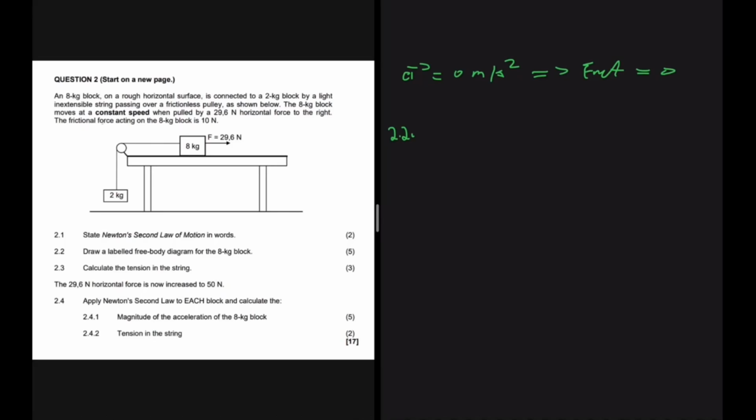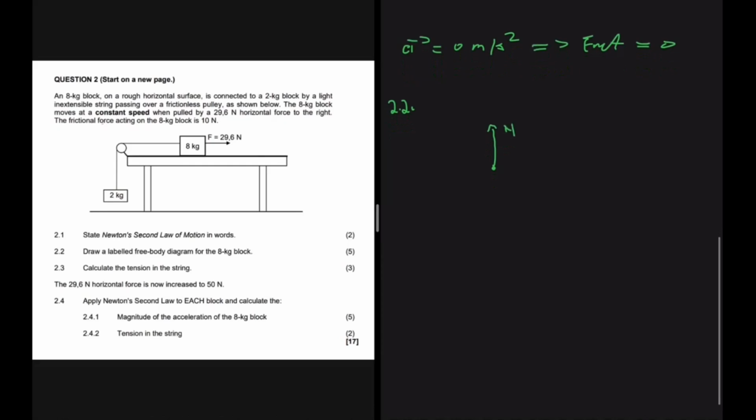So the free body diagram on the 8 kg block. Okay, there we have the 8 kg block. It's lying on the horizontal surface. Because it's lying on a surface, the surface is exerting a normal force upright. And then gravitational force is always acting. So we're going to have Fg or W for weight, whatever you want to call it.